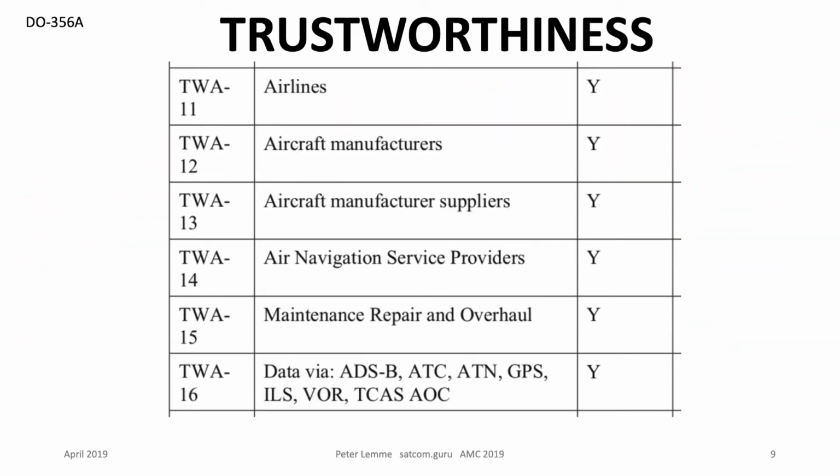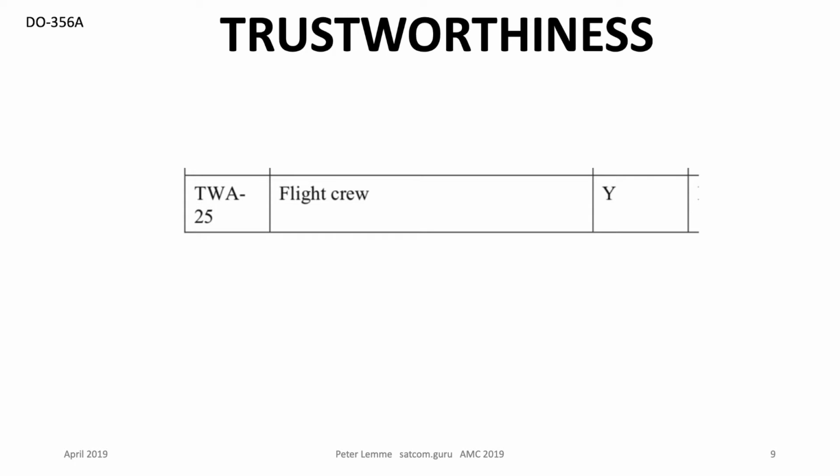So if you look at trustworthiness, and this is again out of DO-356, the guidance on this is that we can trust certain organizations. In DO-356, before they revised it to A, we actually had grades on how trustworthy we had, but now it's basically you're either trusting or you're not. And so we trust aircraft manufacturers, we trust the airlines, we trust the suppliers, we trust the MROs, and again, this is in the area of security.